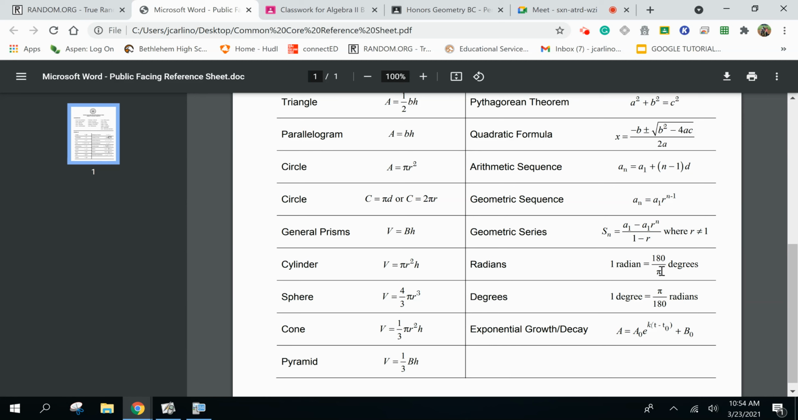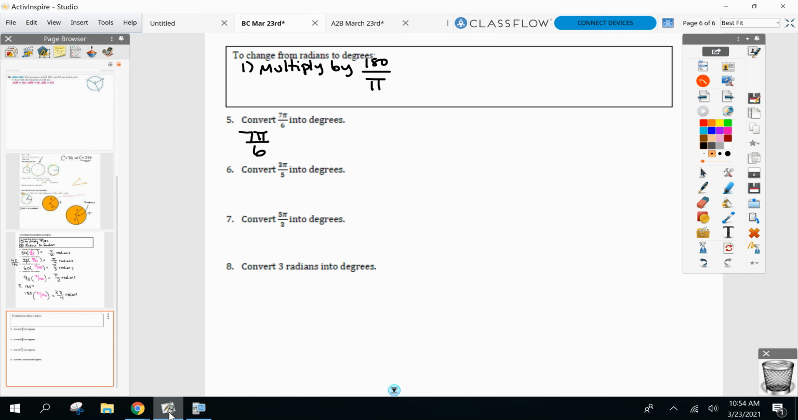So however many radians I have, I need to multiply it by this. Watch. If I had 2 radians, what would you have to do to 180 over pi? Multiply by 2, right? If you had 3 radians, what would you do? Okay, but I don't have 1, 2, and 3, I have 7 pi over 6. So you're still going to tell me the same thing, right? Multiply it by 180 over pi. You okay? All right.